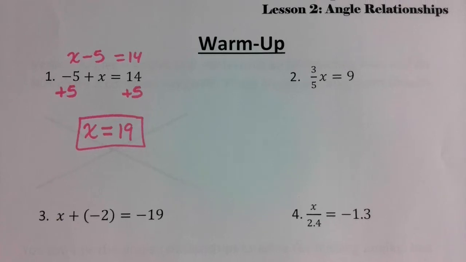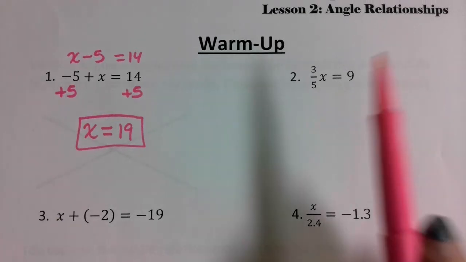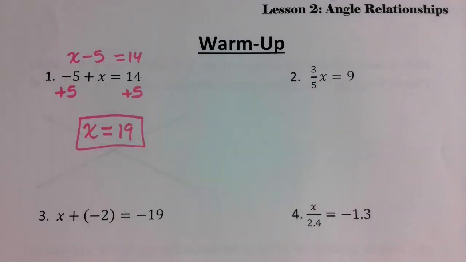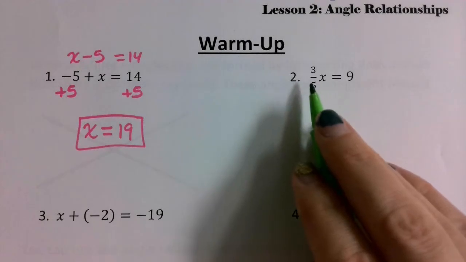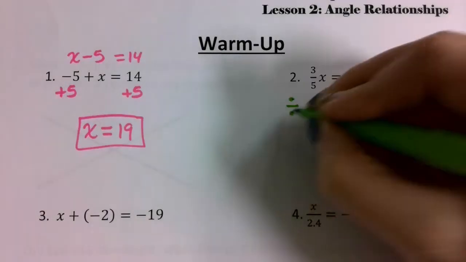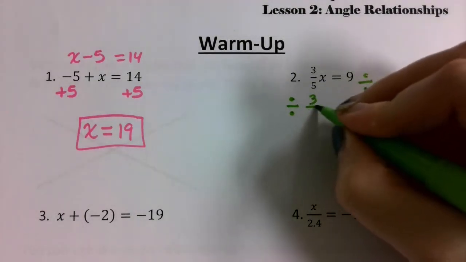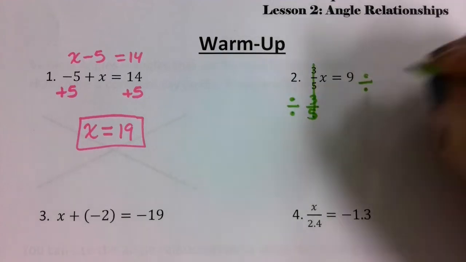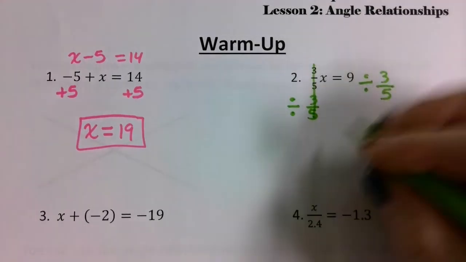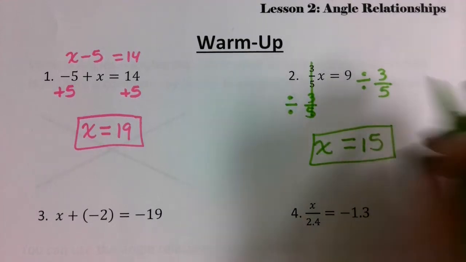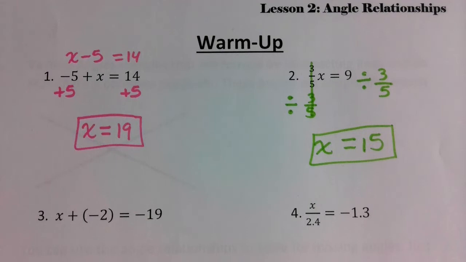All right, let's take a look at problem number 2. For problem number 2, remember this was the one that a lot of people had an issue with yesterday, that 3/5 is actually a coefficient. Right now, what we're seeing is a multiplication problem. So what we need to do is we need to divide. So we're going to divide both sides by the fraction. We're going to divide both sides by that 3/5. And doing so, it's going to give us x equaling 15. When you do 9 divided by 3/5, you're going to get x is equal to 15. So please be mindful of that.